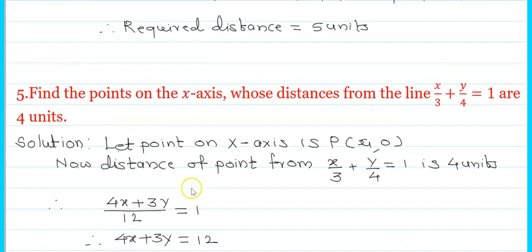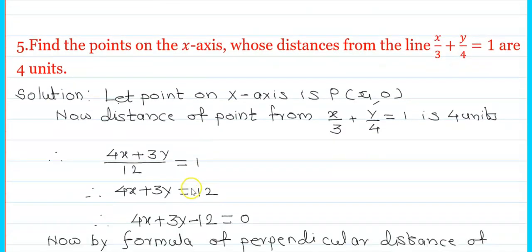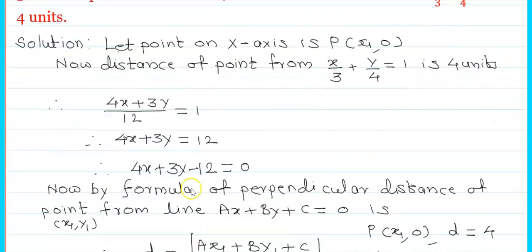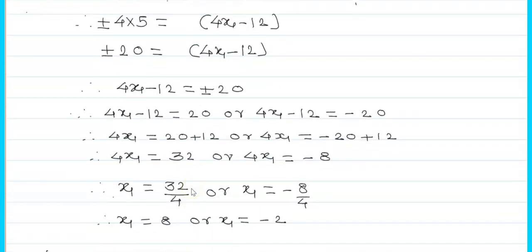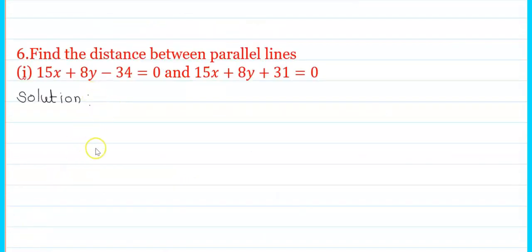Now you can see this. Find the distance between parallel lines 15x plus 8y minus 34 is equal to 0, and 15x plus 8y plus 31 is equal to 0.